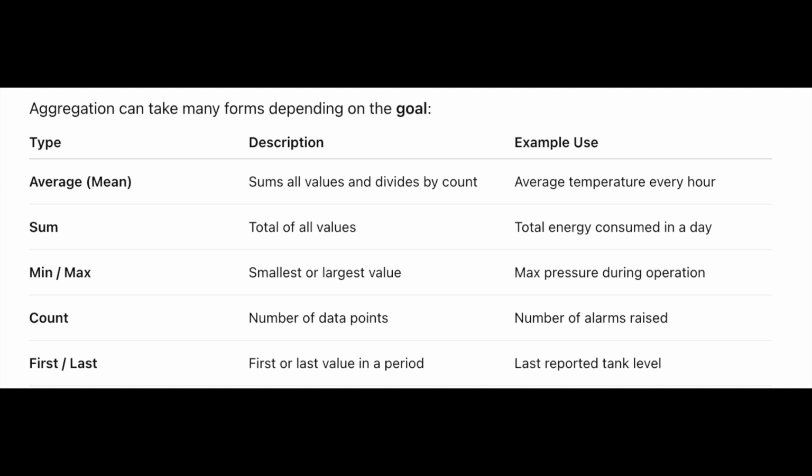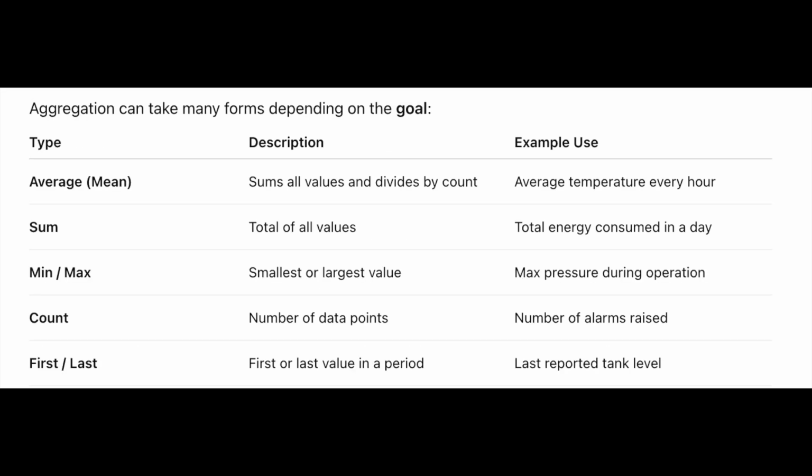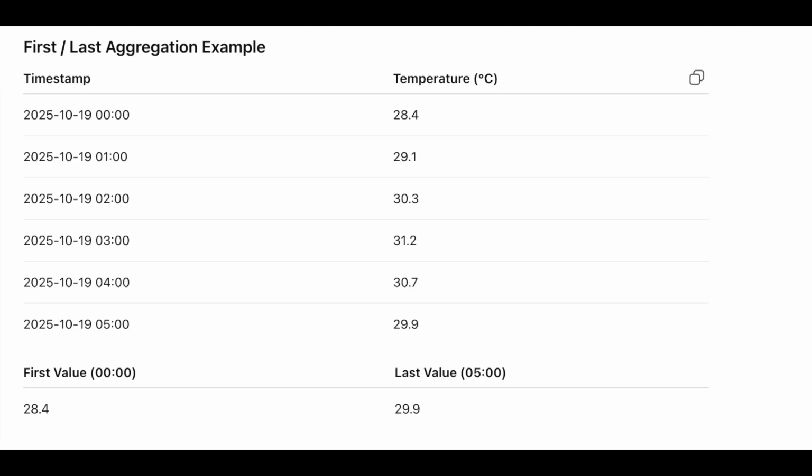4. Count. The count function simply tells you how many data points were recorded in the selected time range. For instance, you can use this to find the number of alarms raised in a day or shift. And 5. First and last. The first and last functions pick the first and last data points within a given time window. This is often used to show the last reported tank level or the starting and ending readings of a process.